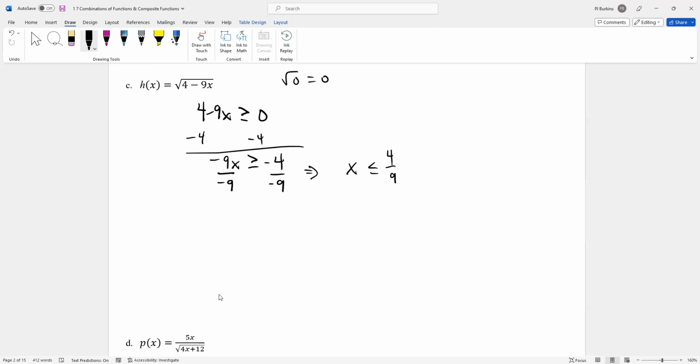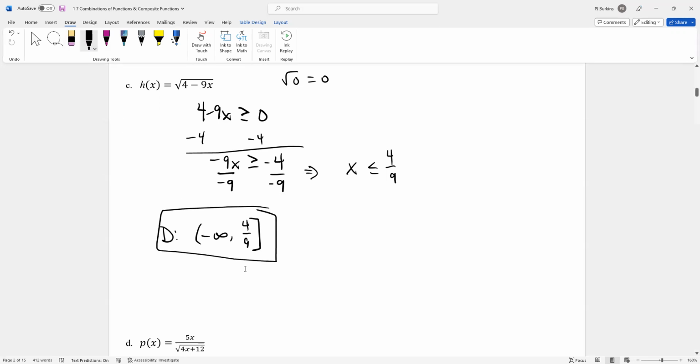Okay. If it's less than or equal to, that means that for my domain, I'm going to start at negative infinity and I go up to 4/9, not negative 4/9. And in this case, because it's less than or equal to, I will use a bracket.